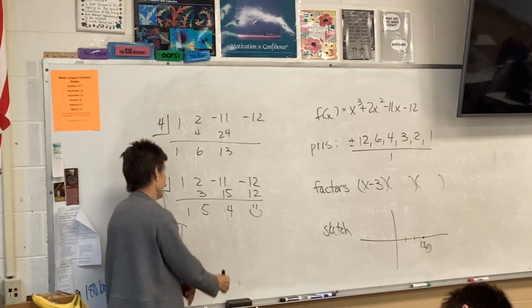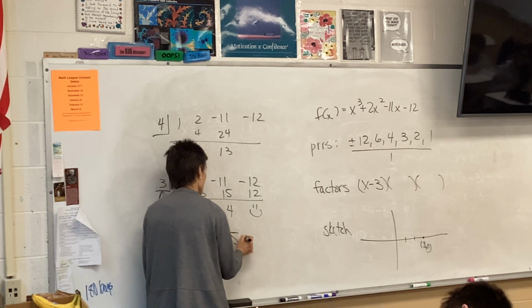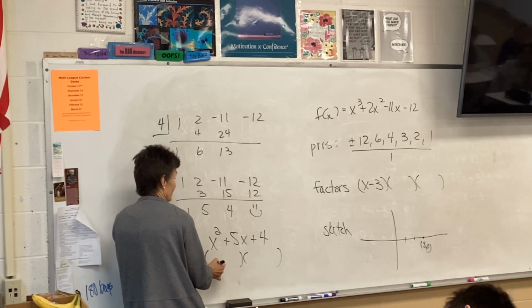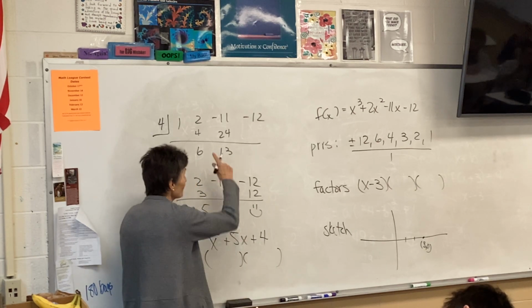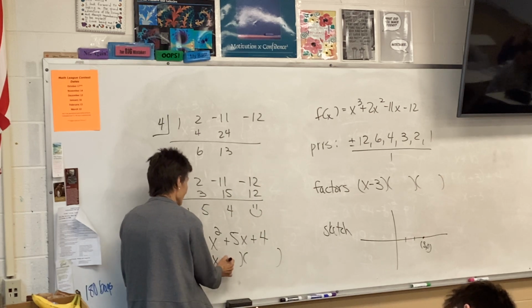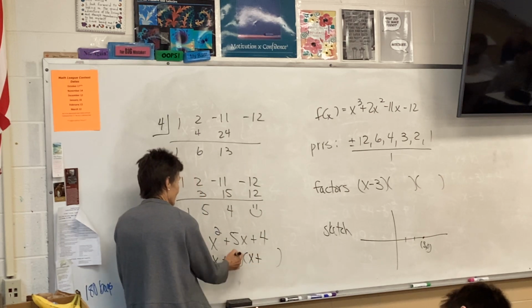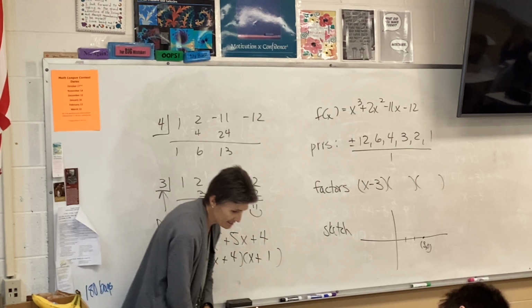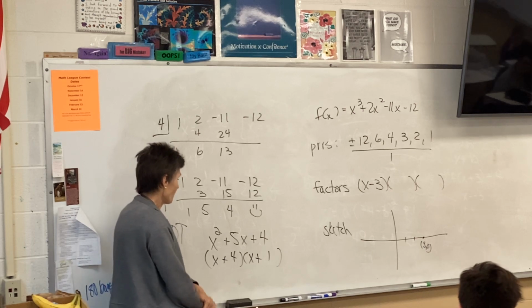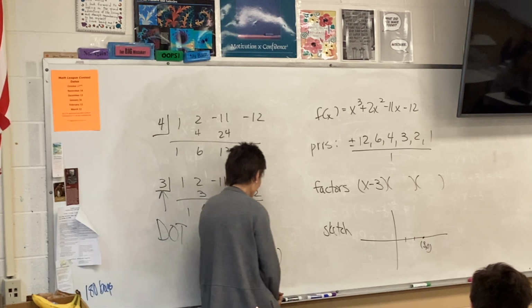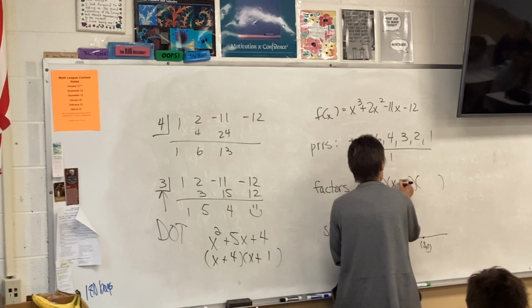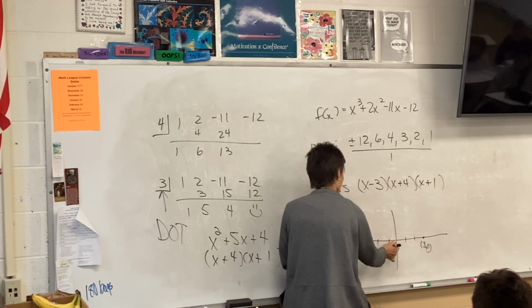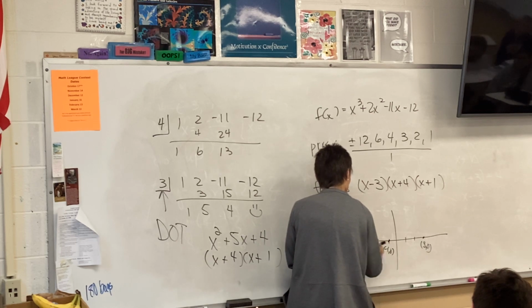x squared plus 5x plus 4, which could be 4 and 1. I know that's not the same problem. No, it's not, just that part. Okay. So that means that my other factors are plus 4 and plus 1. And my other dots are at negative 1 and negative 4.